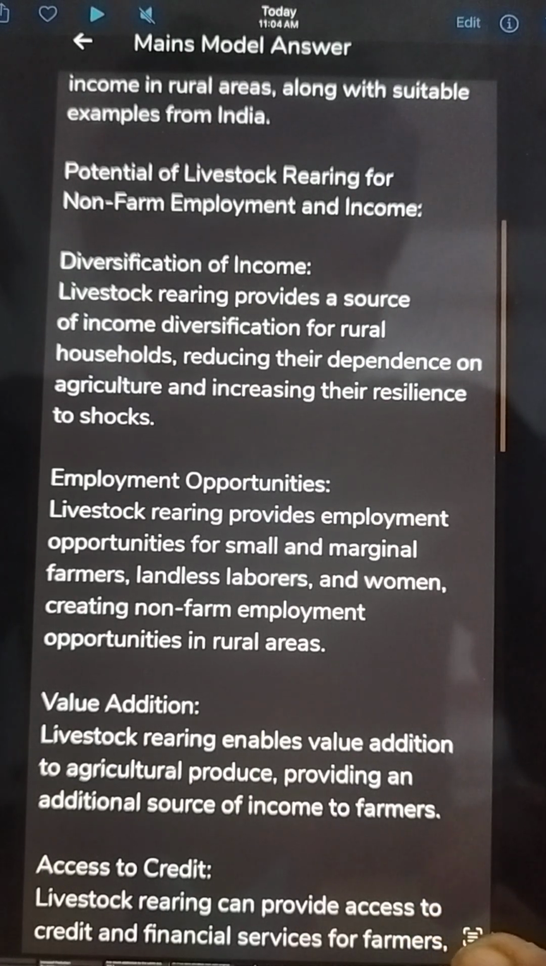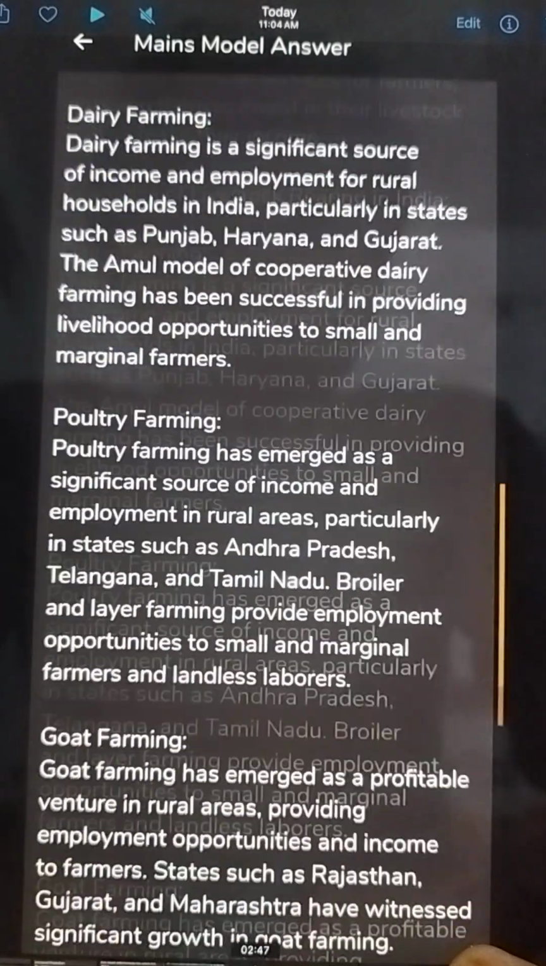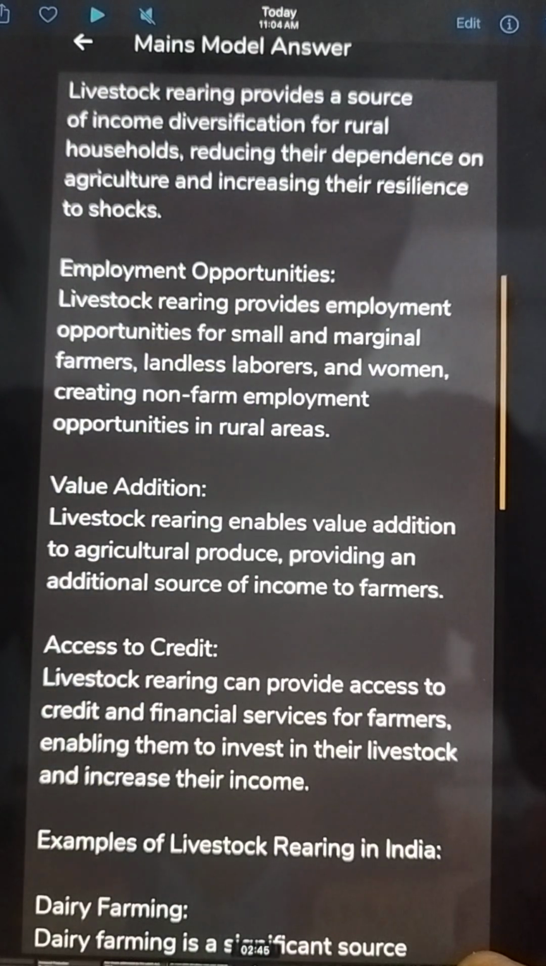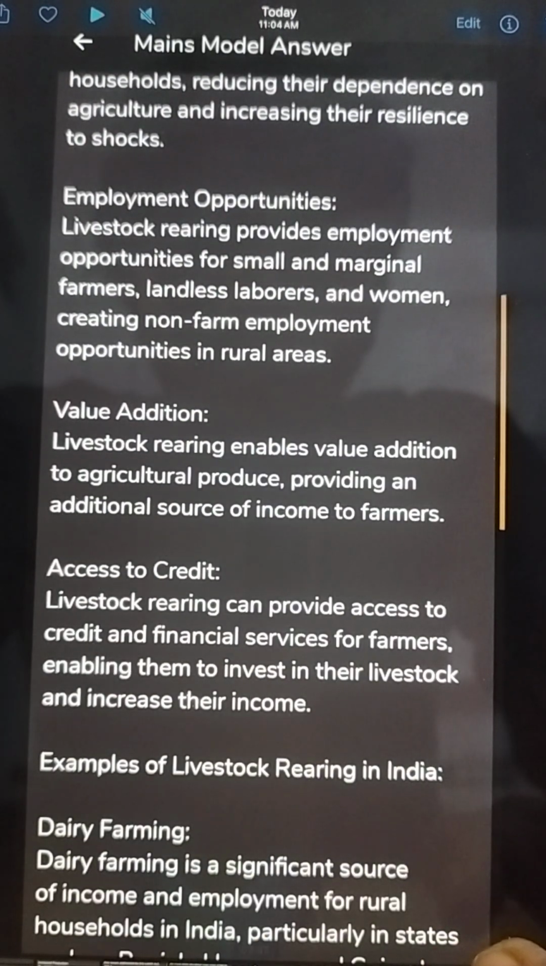Livestock rearing provides employment opportunities for small and marginal farmers, landless laborers, and women, creating non-farm employment opportunities in rural areas. Then comes value addition. Livestock rearing enables value addition to agriculture produce, providing an additional source of income to farmers. Then comes access to credit. Livestock rearing can provide access to credit and financial services for the farmers, enabling them to invest in their livestock and increase their income.